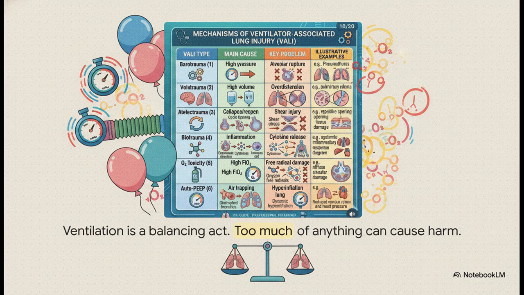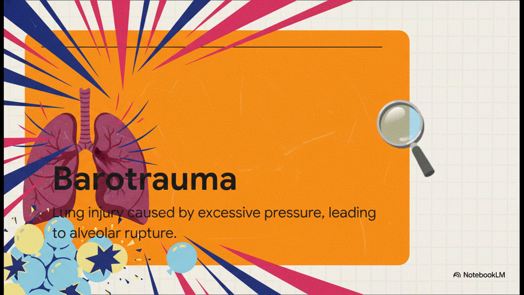You can see it's all about too much. Too much pressure, you get something called barotrauma. Too much volume, that's volutrauma. And get this, even just the repetitive stress of those little air sacs opening and closing can cause damage, and that's called atelectrauma. It really is a balancing act on a knife's edge. So let's break those down.